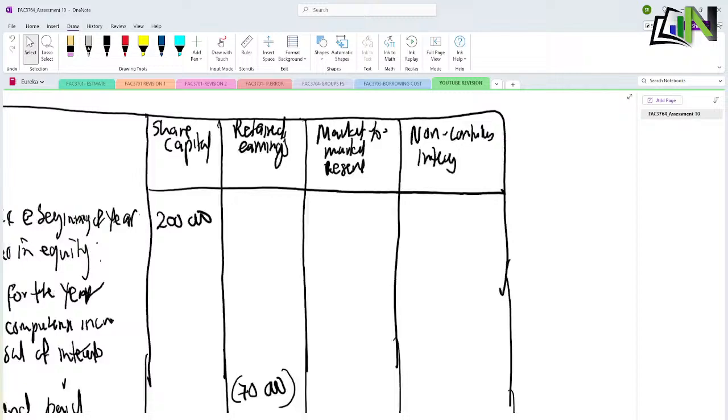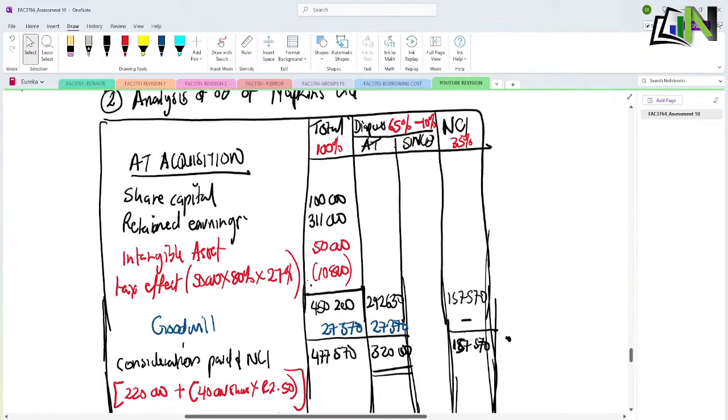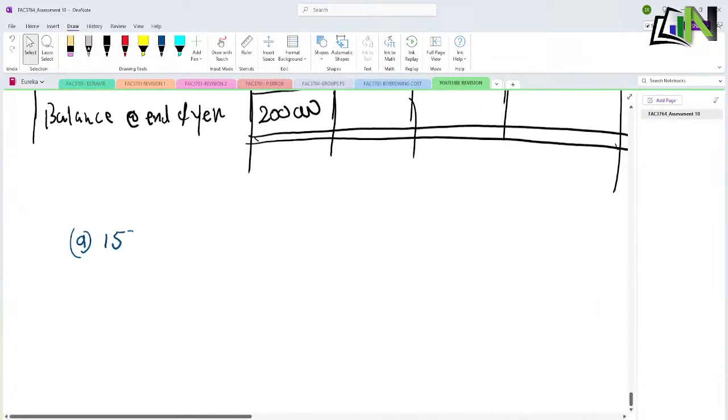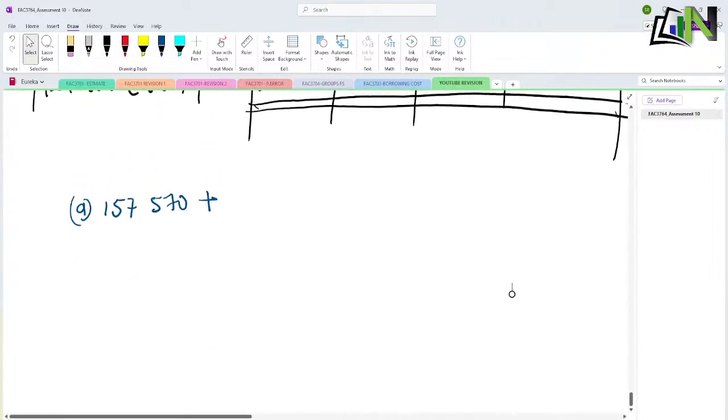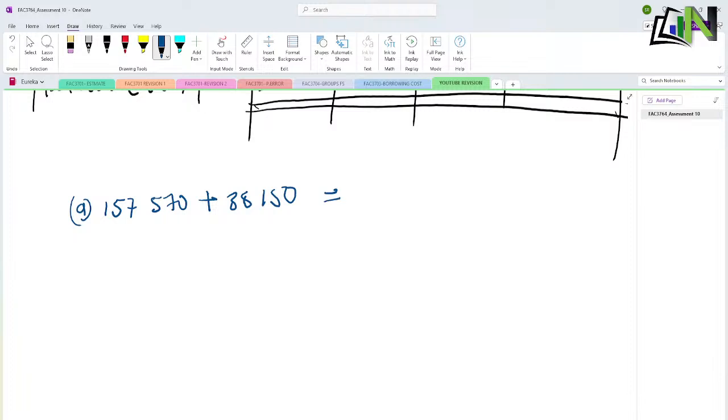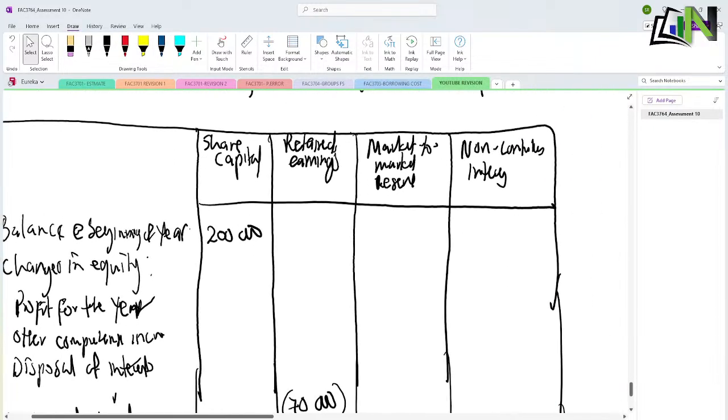All right, so I'm taking my 157,570. I'm adding the since acquisition movement of 38,150. This is taken straight from the analysis. This is the NCI column. That's how I get the opening balance of my NCI column. So it's 157,570 plus 38,150. This will give me 195,720. So I'm going to come here. This becomes my opening balance, 195,720. That's for my NCI.